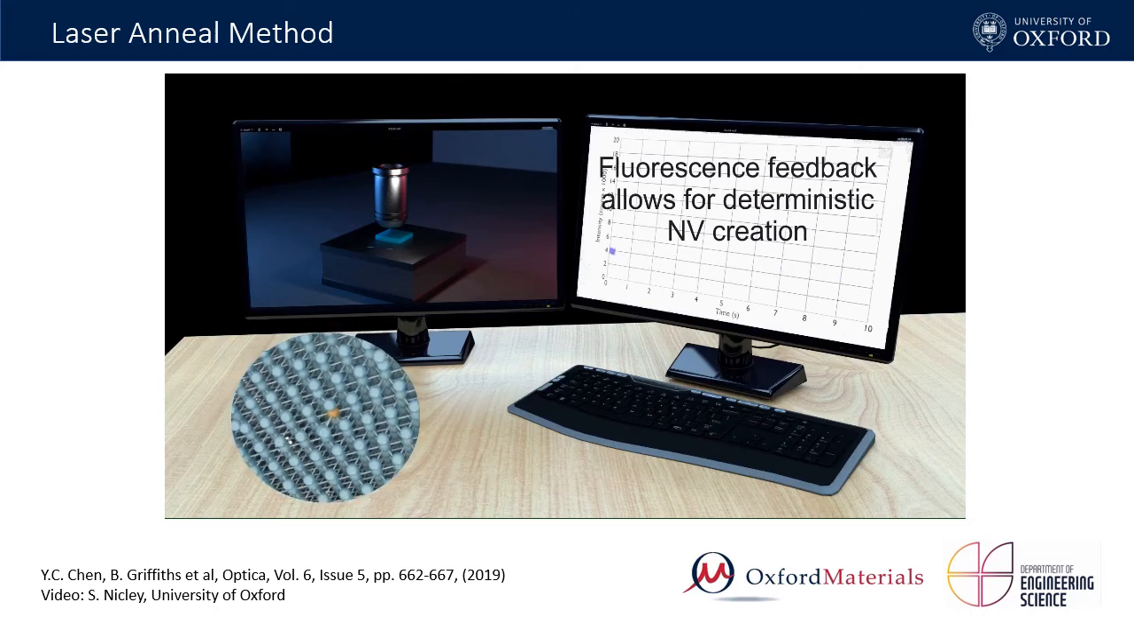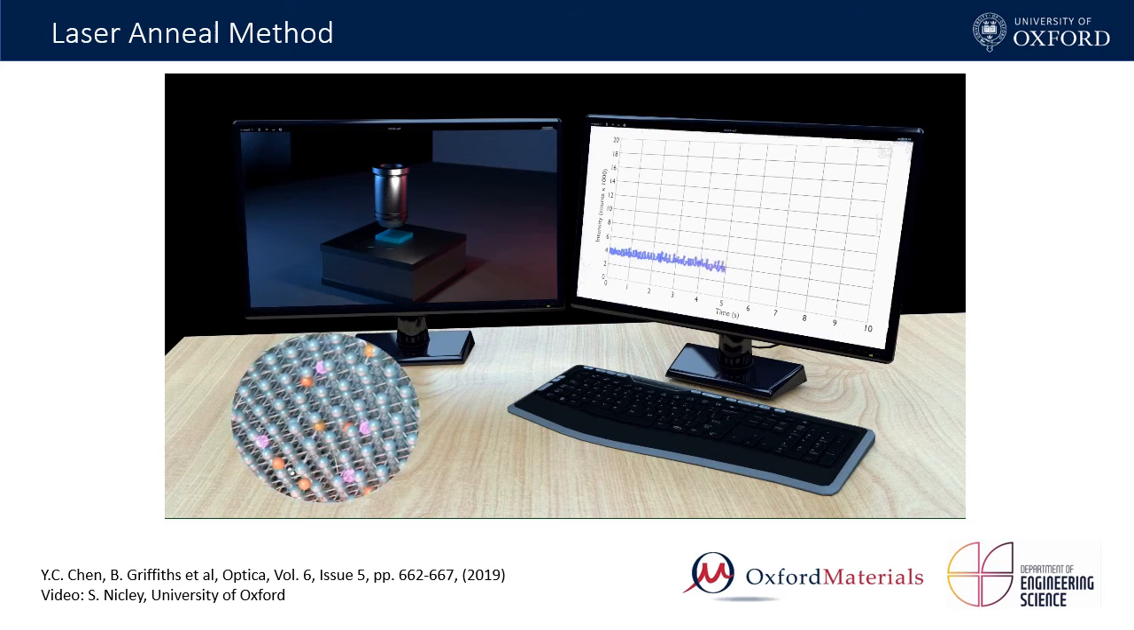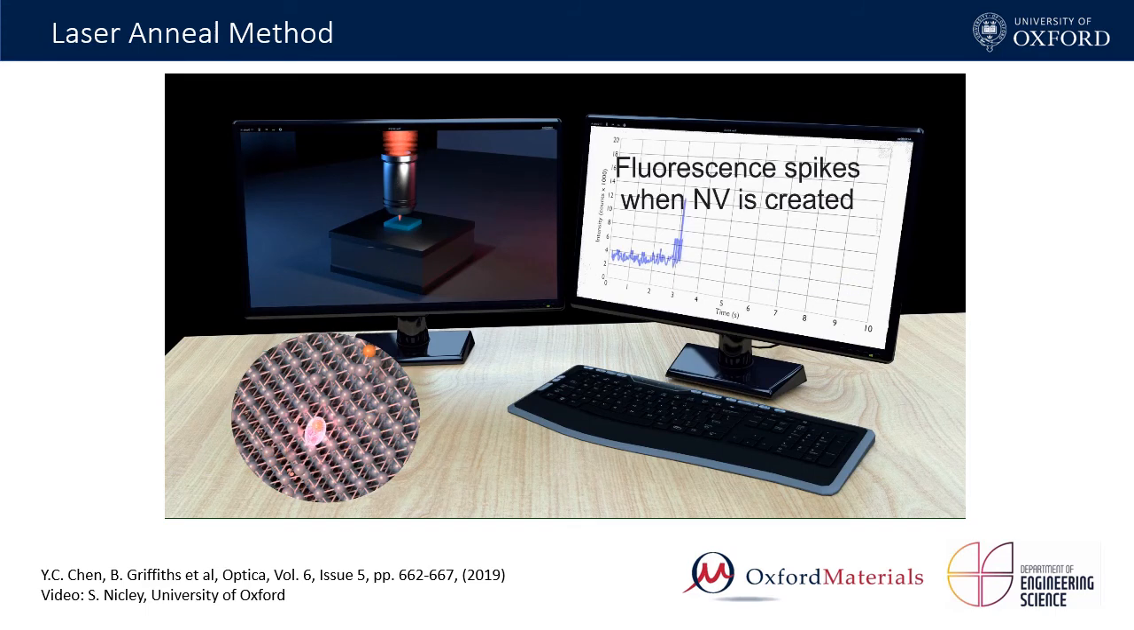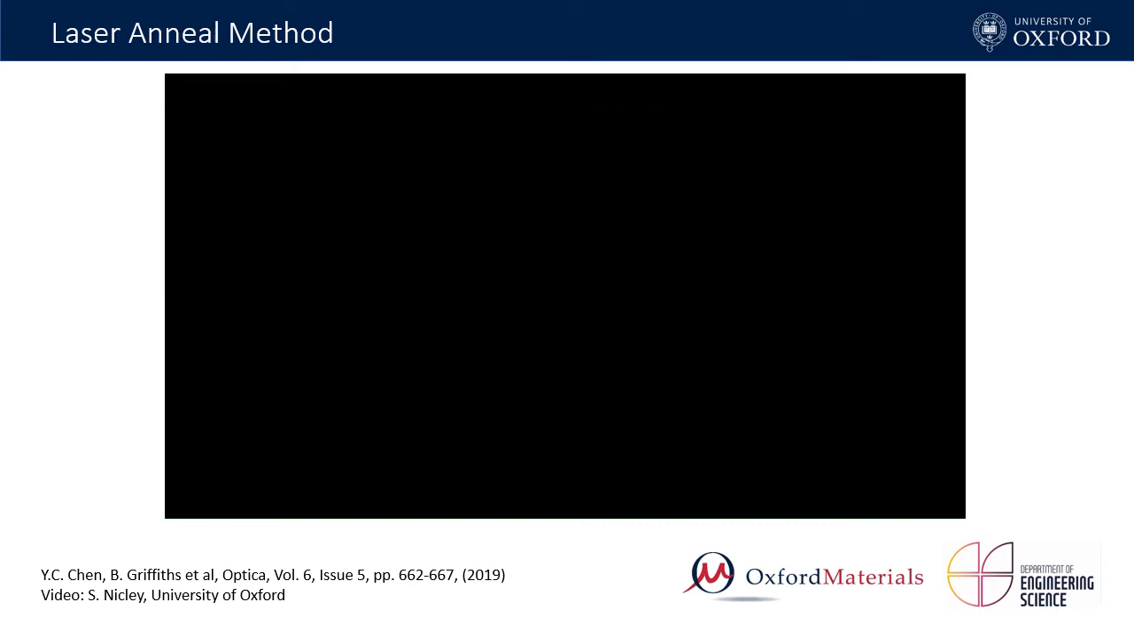So we see background fluorescence for the vast majority of the processing time. However, when an NV centre forms, we see a jump in the fluorescence level, as can be seen now. What's curious is this fluorescence jumps and spikes several times, and we don't fully understand this process as yet, and then settles down at a stable higher level, which is indicative of the formation of a stable NV centre, which we can then stop the processing and use it as a deterministic feedback mechanism.